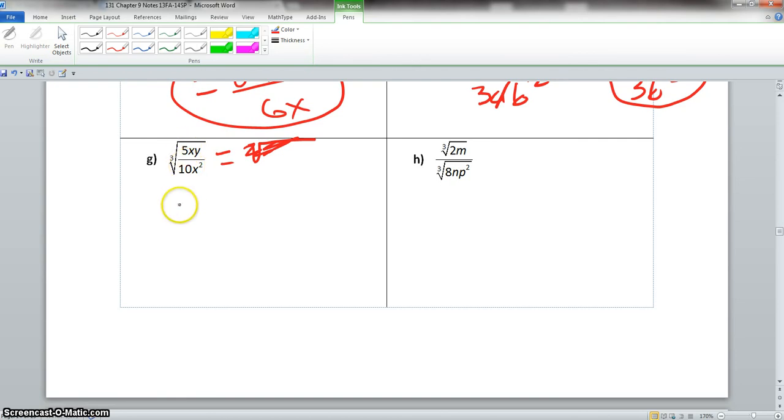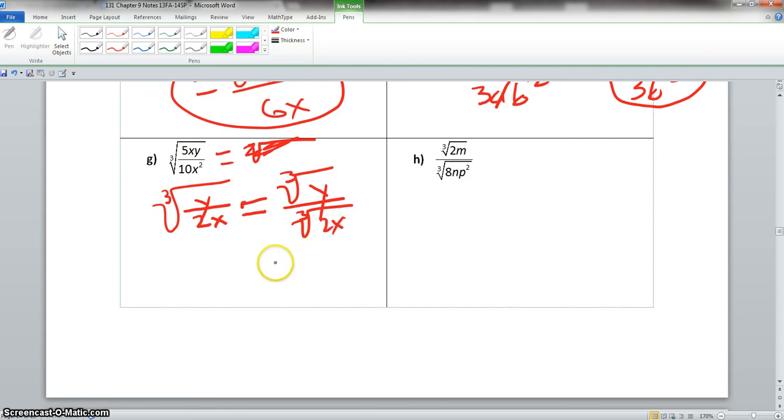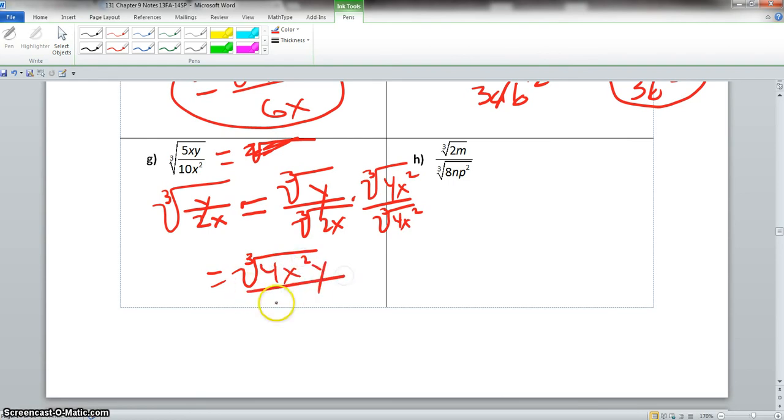5 and 10, we know both of them have 5 in common. So this will be a cube root of 2 will be in our denominator. These x's will simplify out and leave x in our denominator. And we'll just have y in our numerator. Now, we'll multiply our numerator and denominator. Well, first, we have to break this up to be the cube root of y over the cube root of 2x. And we have to multiply numerator and denominator by the cube root of 4x squared. And this will give us the cube root of 4x squared y all over 2x.